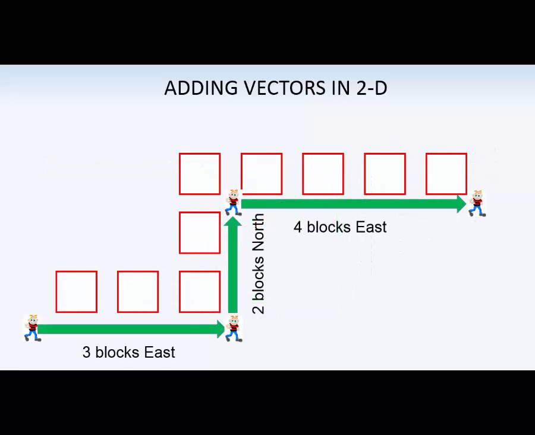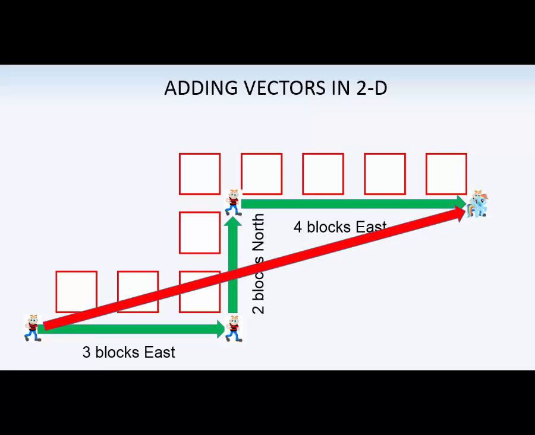Using the Pythagorean theorem and the inverse tangent, it's quite easy to add more than two vectors. Here we see Bob traveling 3 blocks east, and then 2 blocks north, followed by 4 blocks east. If we have Rainbow Dash fly the same path, we can see that we would get a resultant that looks like this.